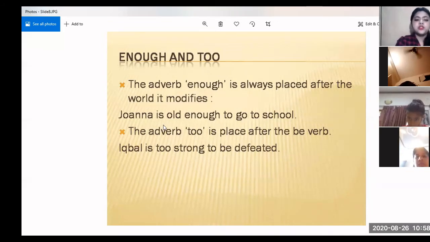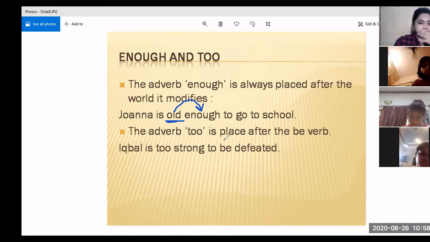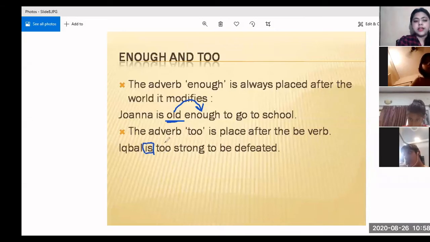For example, Joanna is old enough. Now it is qualifying the word old, so we place enough right after the word it qualifies, that is old. So, Joanna is old enough to go to school. Now the adverb too means that it is more than what we require or more than what is desirable to us. So where do we place it? We place it after the be verb. Iqbal is too strong to be defeated. Is is the be verb, and then we place the word too right after the be verb.